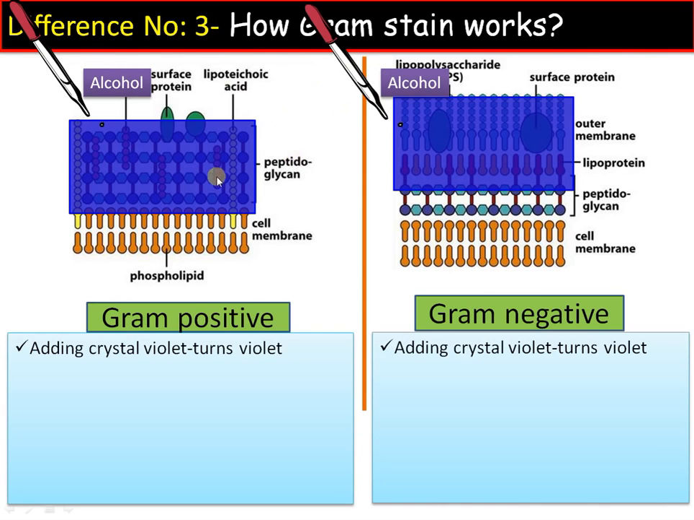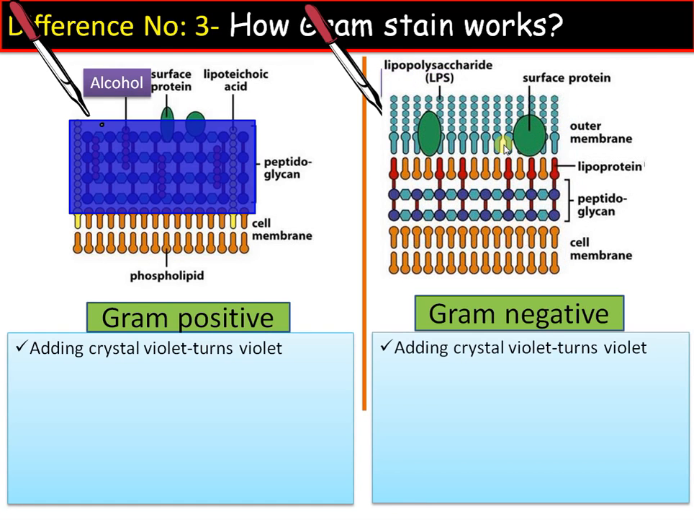Upon alcohol treatment, gram-positive bacteria remain violet as the stain is tightly bound to the peptidoglycan wall, and alcohol cannot dissolve the peptidoglycan wall. Whereas in gram-negative bacteria, much of the stain is bound to the lipopolysaccharide layer. On addition of alcohol, this layer dissolves. Therefore, gram-negative bacteria lose the color of crystal violet, or become colorless.